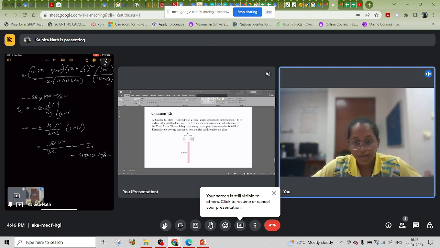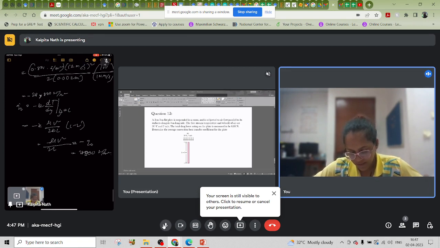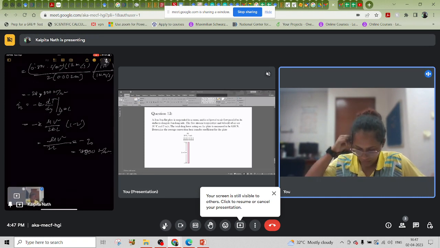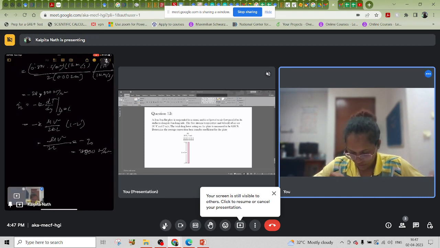It is said that a 2 meter by 3 meter flat plate is suspended in a room and is subjected to airflow parallel to its surface along its 3 meter long side. The free stream temperature and velocity are given as 20 degrees Celsius and 7 meters per second, respectively. The total drag force acting on the plate is measured to be 0.86 Newton. Now we need to determine the average convection heat transfer coefficient for the plate.